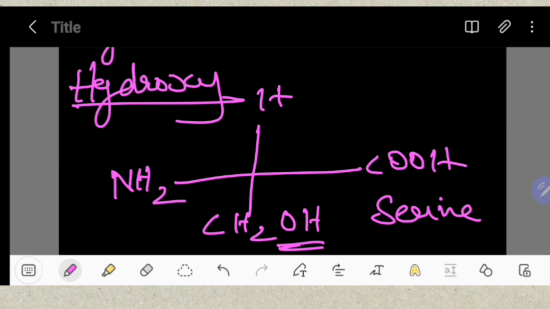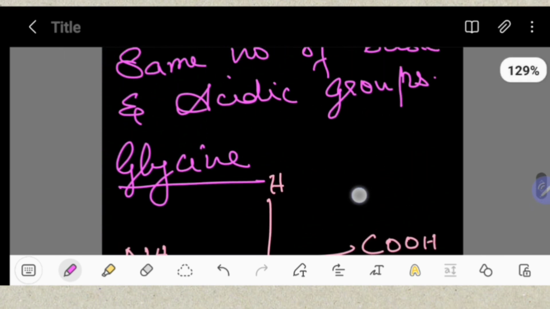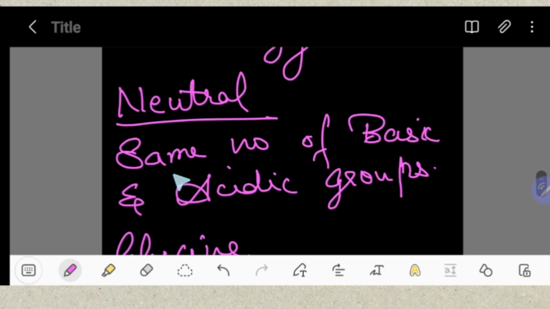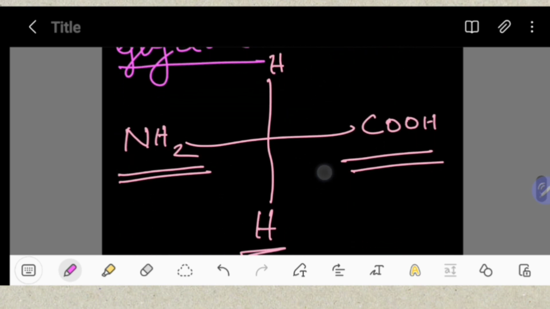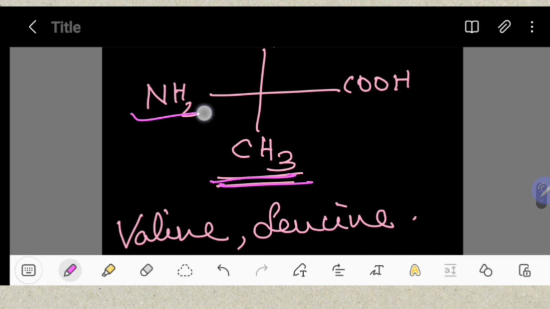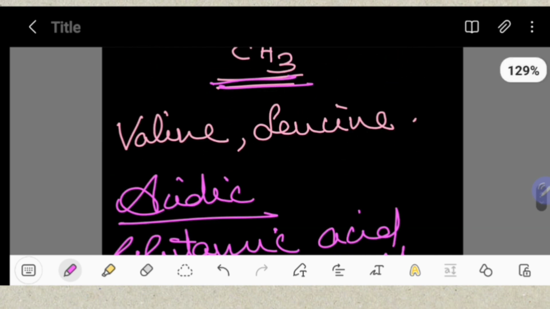So, will you remember the different groupings based on the number of amino and carboxylic groups? In neutral amino acids, the same number of amino group and acidic group are present, so it is known as neutral. For example, glycine. In alanine the structure has a CH3, everything else is the same, only this is different. Valine and leucine are other examples.